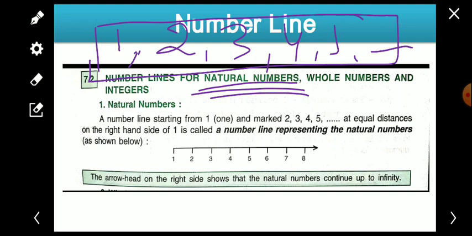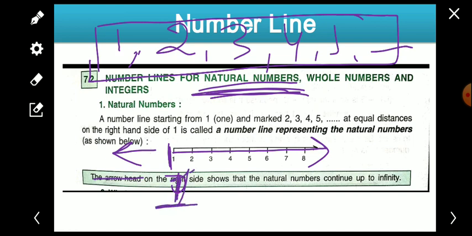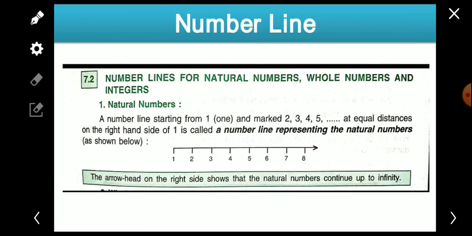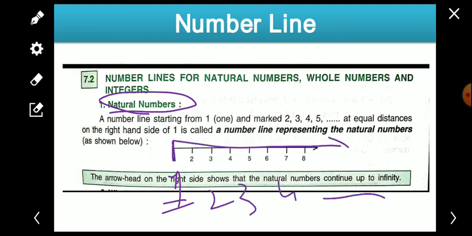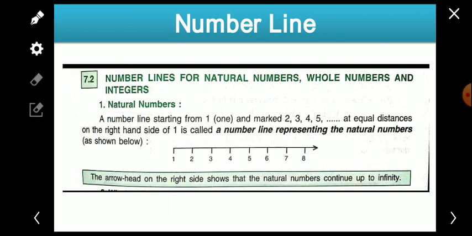So what will you do to draw the number line for the natural numbers? We'll just draw the line like this and we'll start with 1. On this side we will not give the arrow sign or write any number. Here it will start with 1. Sorry, I had written 0. So it will start with 1, because we know that natural numbers start with 1. We'll keep on writing 2, 3, 4, 5, like this on the right side of 1. And here we will put the arrow sign.